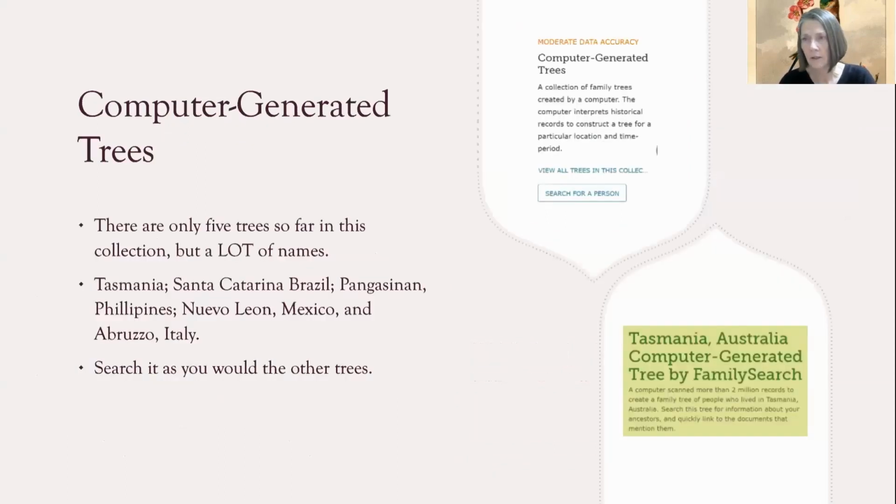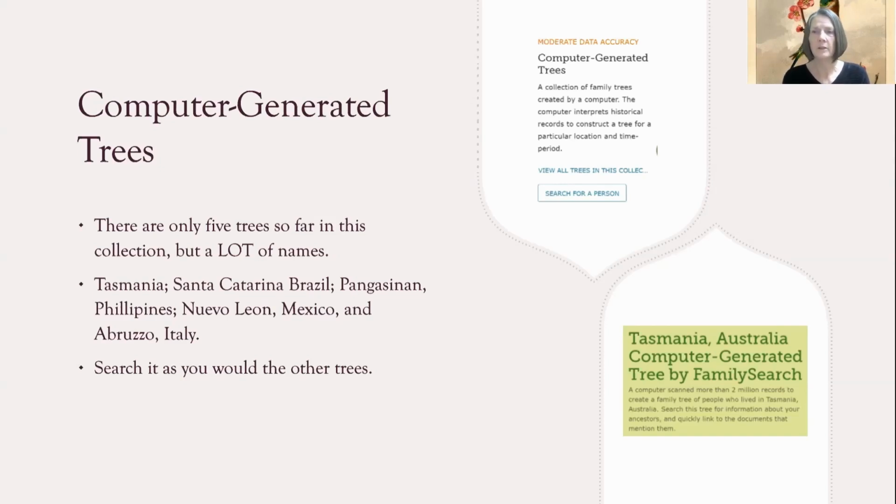Next is computer generated trees. These are family trees that were created by a computer. And so again, the accuracy the computers achieve is not really that great yet. So hopefully they'll improve and we'll get better and better records. But what they do with these computers, they look at historical records. They pull out the names and the dates and the places from these historical records by computers that can actually read the languages and differentiate between different names and different places and so on.